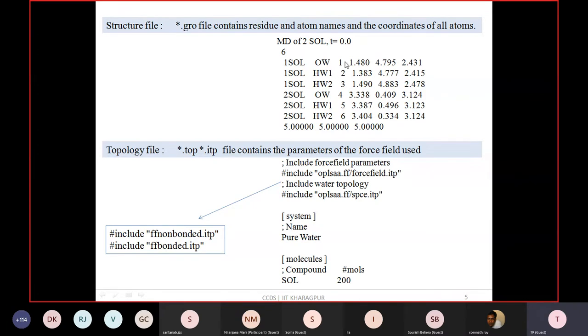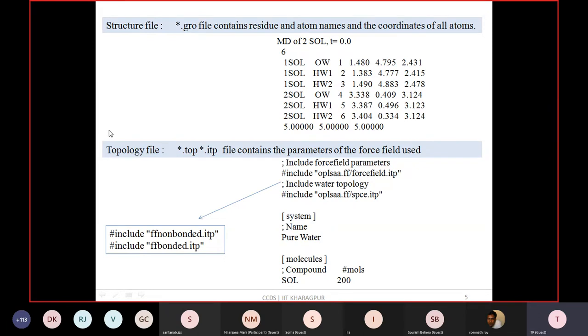After this, the next column stands for the atom number, and the last three columns are the coordinates x, y, and z. The final line stands for the box length of this simulation. So that's the coordinate setup for the simulation, and the box length is given at the last line.